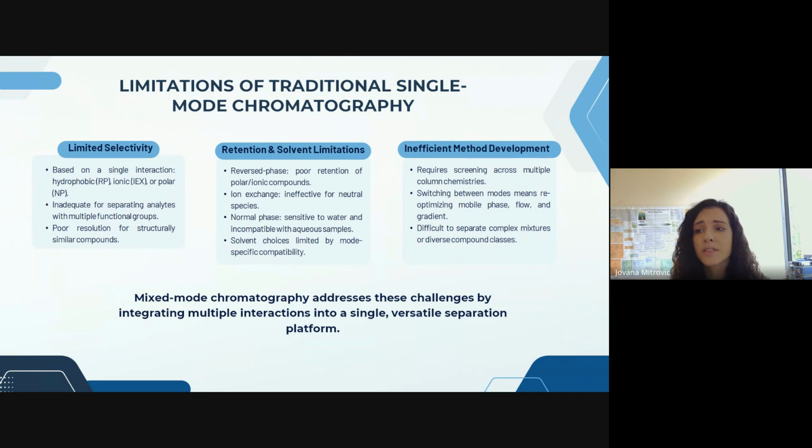Each of these traditional modes is limited by the single type of interaction it uses. Reverse phase can struggle to retain polar or charged compounds without any hydrophobic property. Ion exchange fails when dealing with neutral species. Normal phase is incompatible with aqueous samples and sensitive to very small changes in water content. These limitations lead to poor selectivity, difficult method development, and lots of time spent switching between columns, reoptimizing mobile phases, and hoping for resolution. And as complexity increases, single mode approaches become increasingly inefficient.